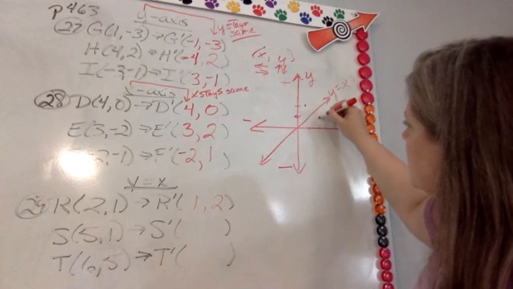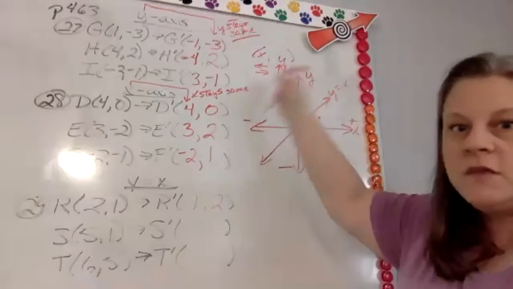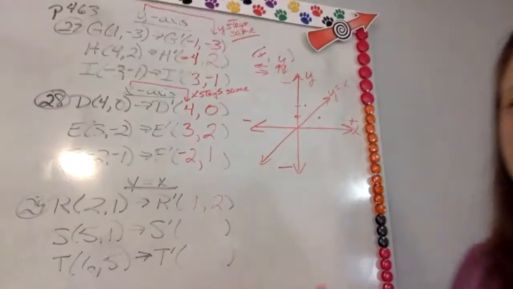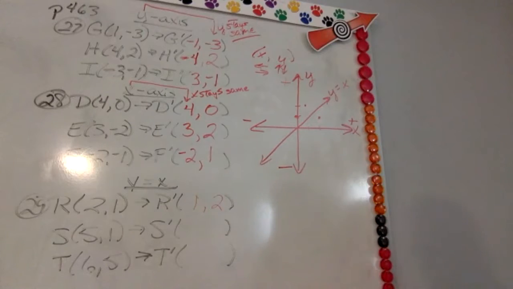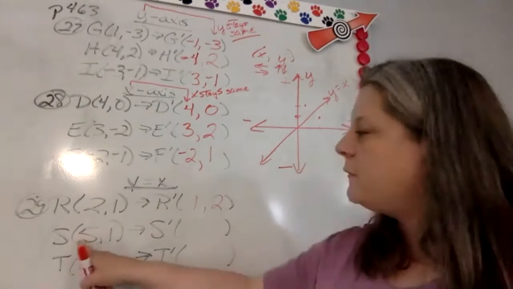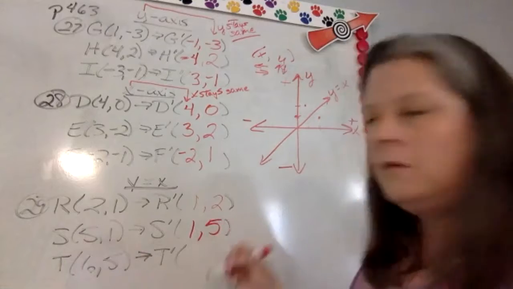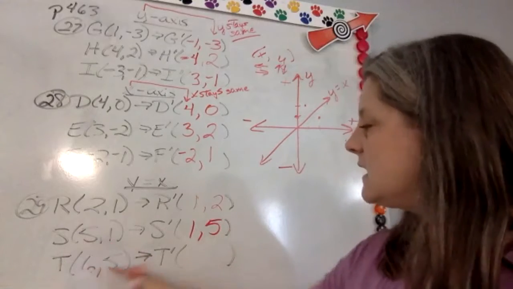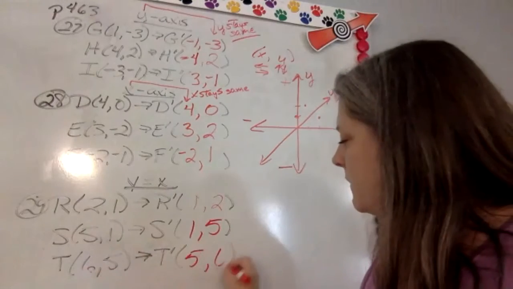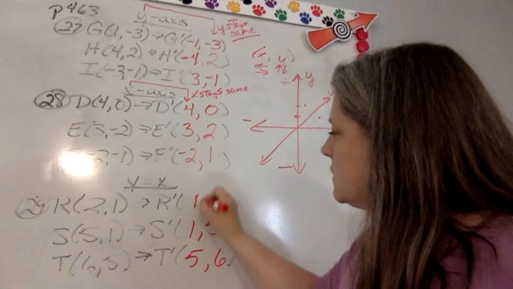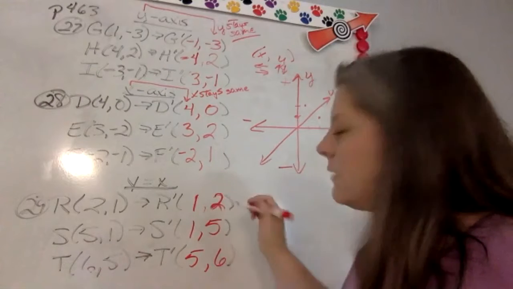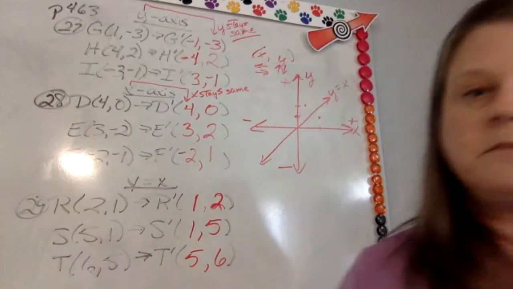So you see they're the same distance from this line. It's just flipping across that line. Okay, it's reflecting over the line y equals x. You just trade the order. So 5, 1 will become 1, 5. And 6, 5 will become 5, 6. So those were our rules, reflections from yesterday.